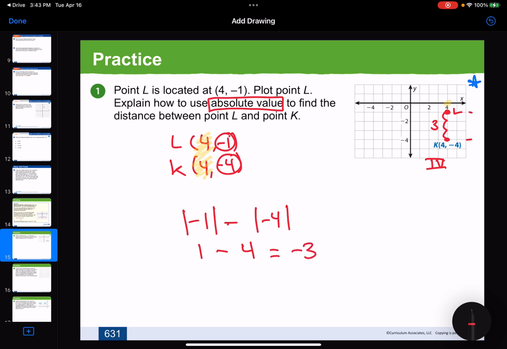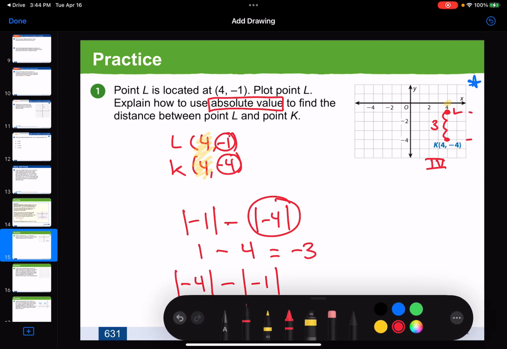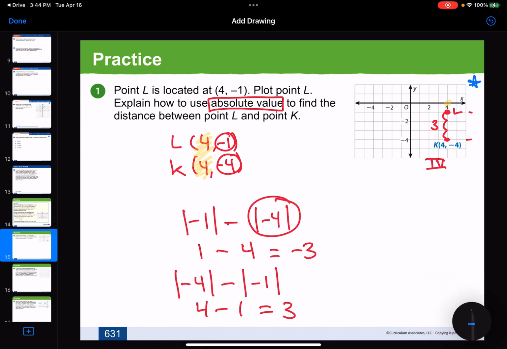But again, we're talking about distance, right? So really, maybe we should have put the further one away first. The biggest distance away minus the smallest distance away, which really is just 4 minus 1, which makes more sense. So the reason why I wanted to talk about this one is sometimes we set up our problems backwards, and then we kind of make sense of it after the fact.